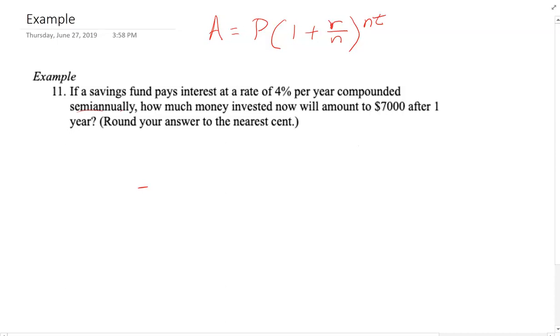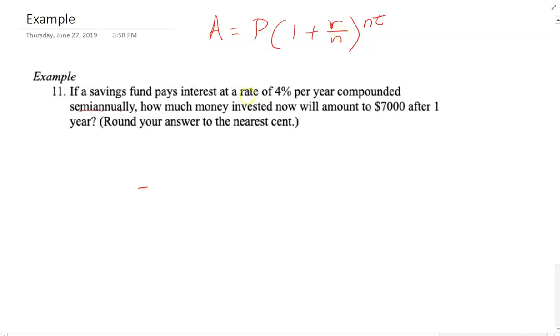Hello everyone. We are still using the formula A equals P times 1 plus R over N, raised to the power NT. P is your initial amount, A is your remaining amount, R is your interest rate in decimals, N is the number of compounding periods per year, and T is the time in years.